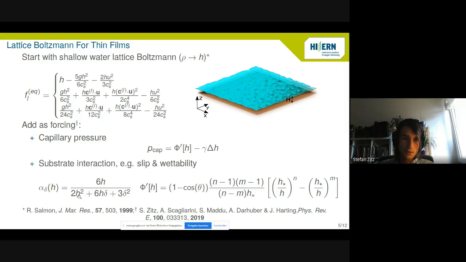Now, as I said, substrate-fluid interaction we encounter in our friction term. Actually, if you set delta, which is some kind of regularizing parameter, the slip length, to zero, then you end up with the inverse of a no-slip boundary condition. And our wetting potential is simply some power law potential, which is used quite often in this kind of simulations. And we include, of course, the effect of our equilibrium angle in here.